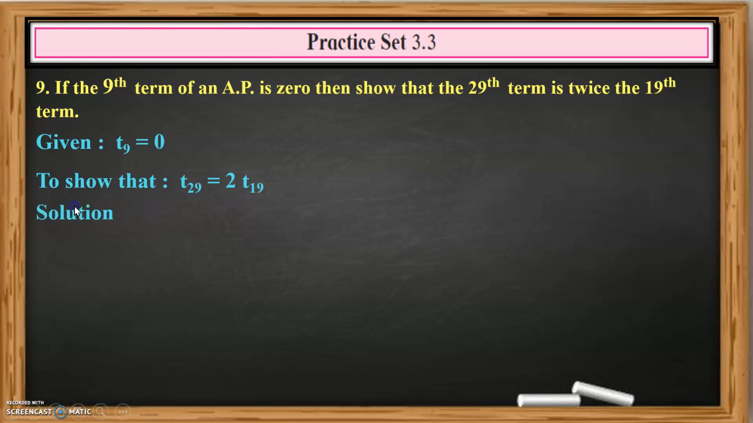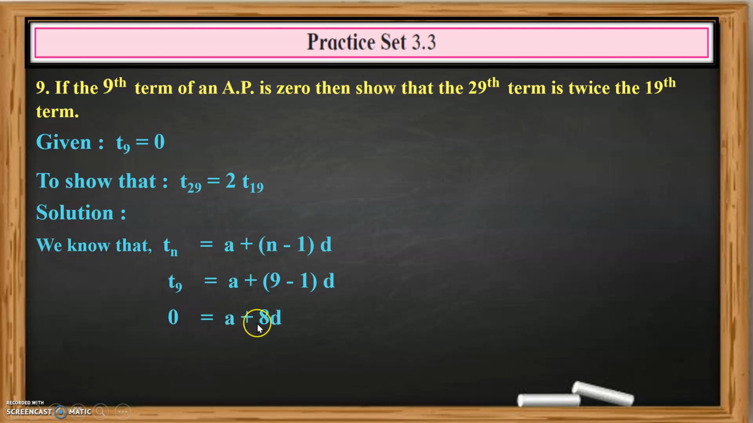So let's start with the proof. We know that Tn is equal to a plus (n minus 1)d. So we will first write whatever is given. T9 is equal to a plus (9 minus 1)d, which is equal to 0, that is a plus 8d, because T9 is 0. Now if I shift this to the other side, what will I get? Minus 8d is equal to a. So I get a is equal to minus 8d. This is my first equation.